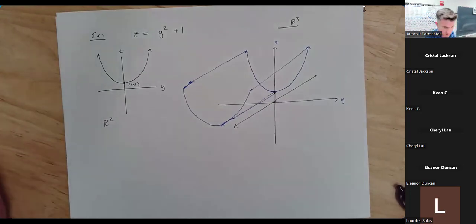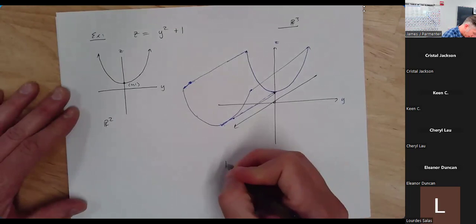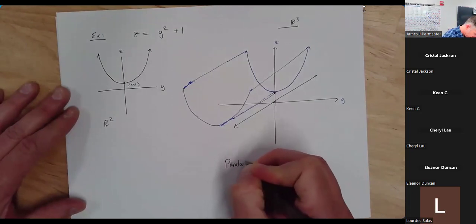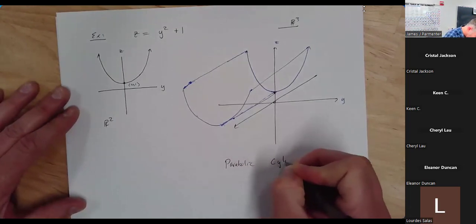Which I think is much easier to think of as like a piece of paper folded into a parabolic shape. You guys all see this? See how that's really like, there's your z equals y squared plus 1. Hopefully you guys can see this on Zoom too, right? It's just like a folded parabolic piece of paper. That's the surface we just drew. And we would call this a parabolic cylinder.